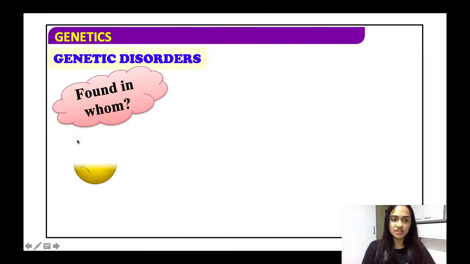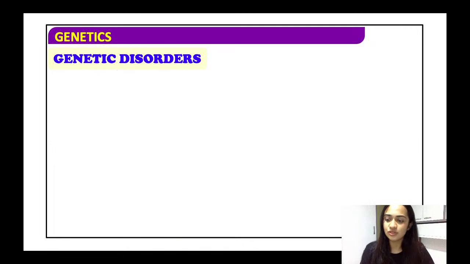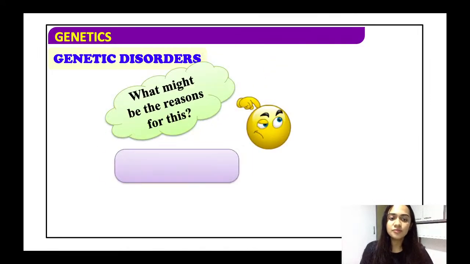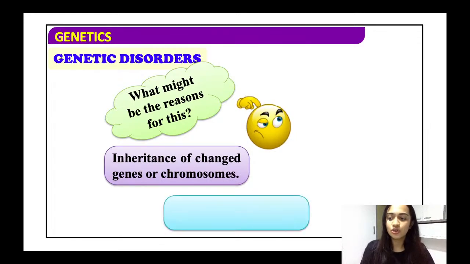Moving forward to the genetic disorders. Genetic disorders किसमें देखने मिलते हैं? It is found in human beings. And what might be the reason for this? The reason for this is inheritance of genes or chromosomes.